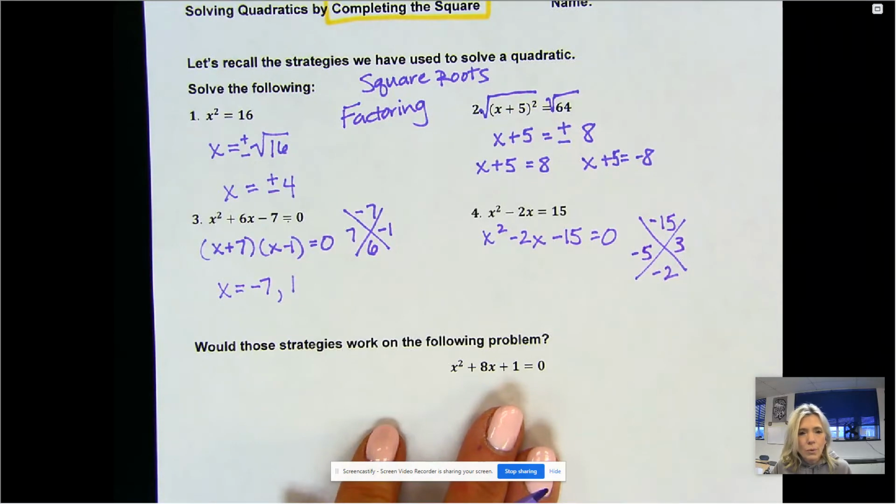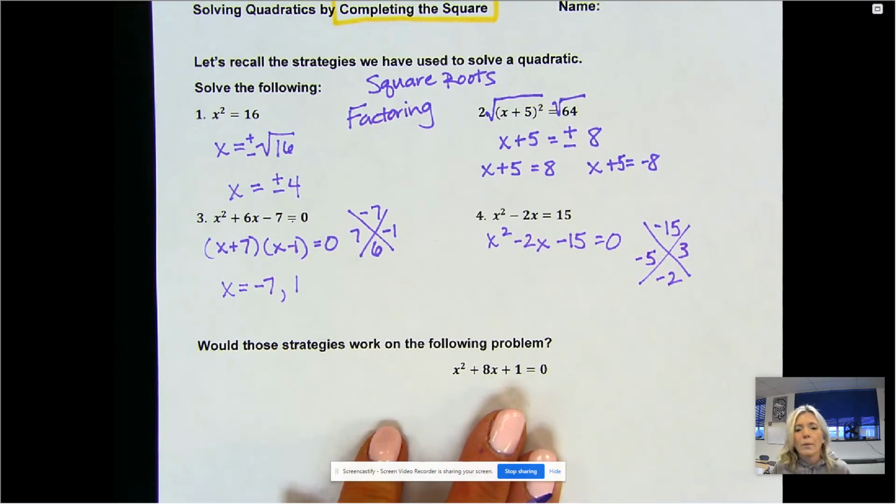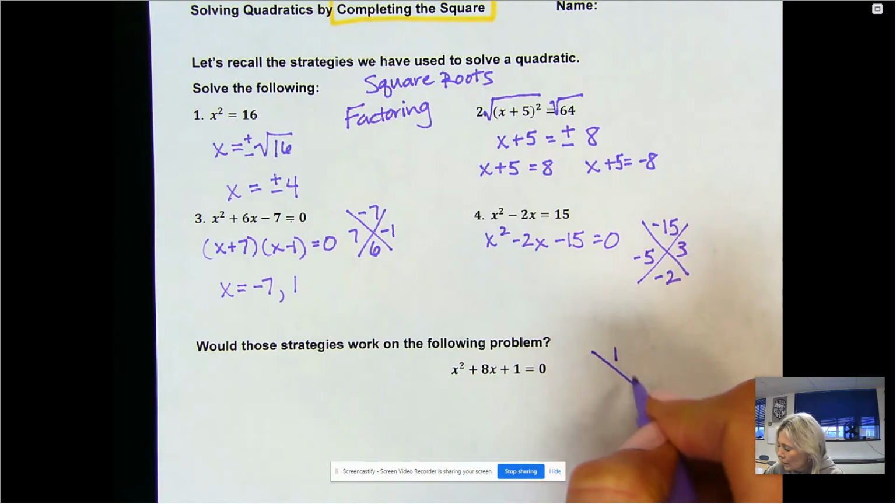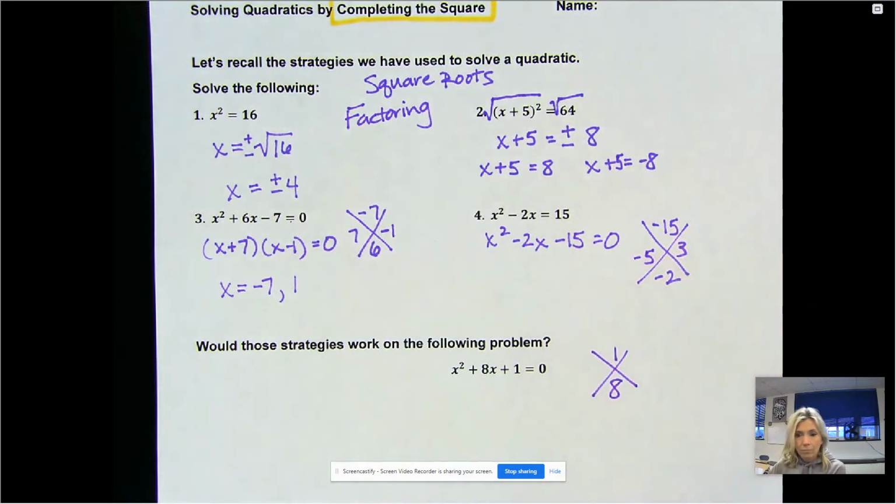Would those strategies work on the following problem? Well, I don't know, but what I do know is that I can't factor this. How do you find the square root of x squared plus 8x plus 1? I don't know how to solve this. If I try to factor, what multiplies to 1 and adds to 8? Nothing. So we need a different strategy.